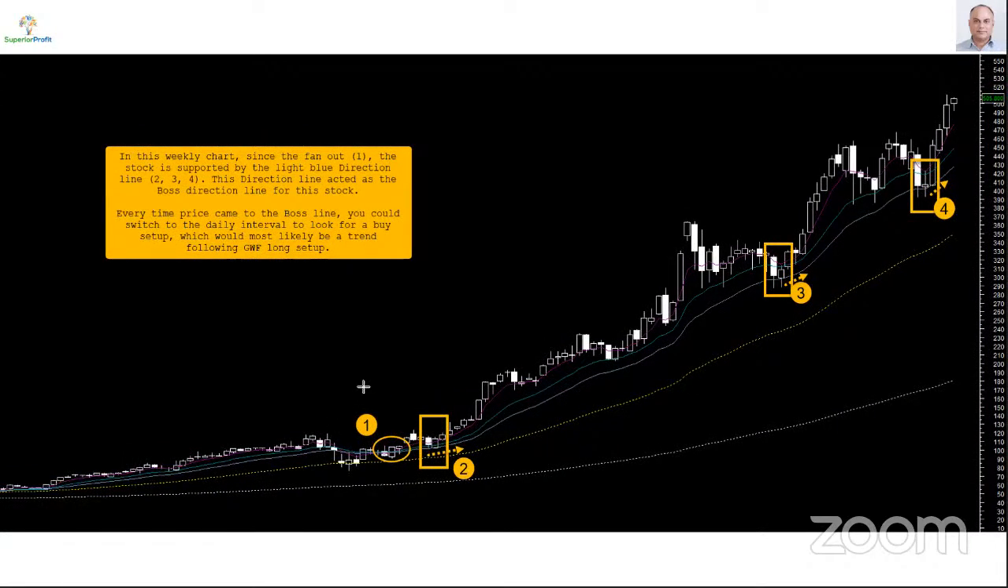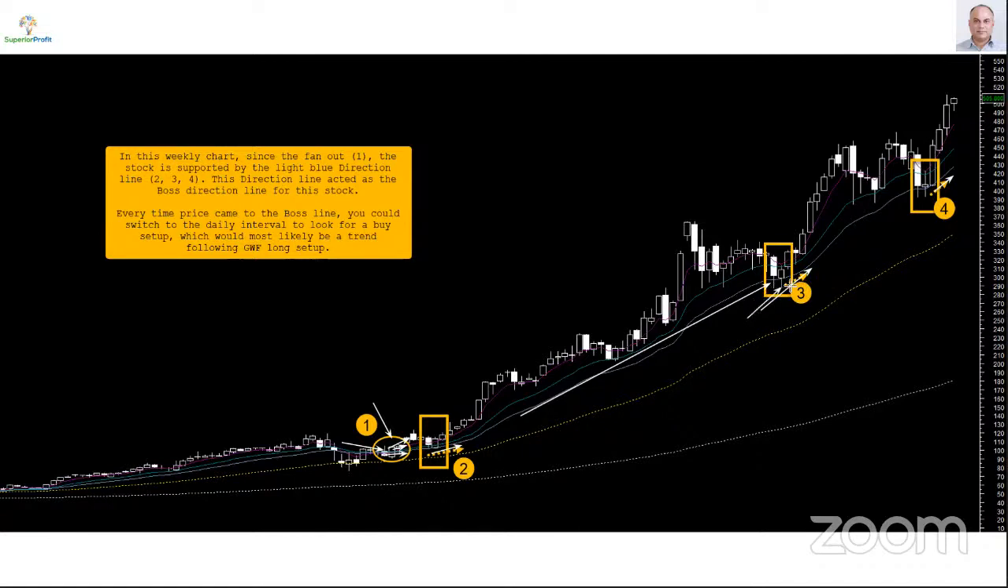Point number 1, this is a weekly chart, and I talked about boss direction line. In this weekly chart, since the fan out at point 1, here was a fan out where 3 direction lines came together, even in the weekly interval, and then they diverged. So this was a fan out at point 1. Since the fan out, every time price came to the light blue direction line, 3 times it happened, it found support there. So in this case, we'll say the boss direction line on the interval is the light blue line.